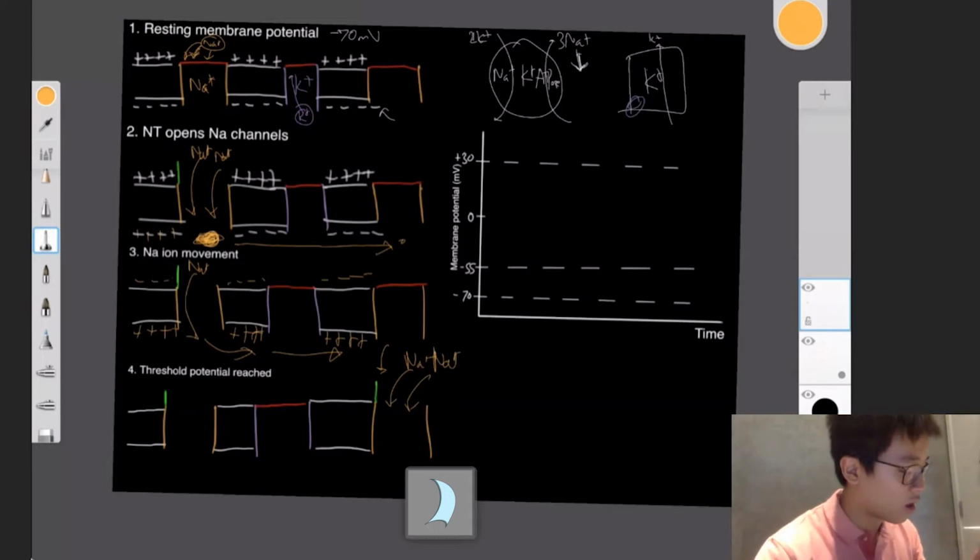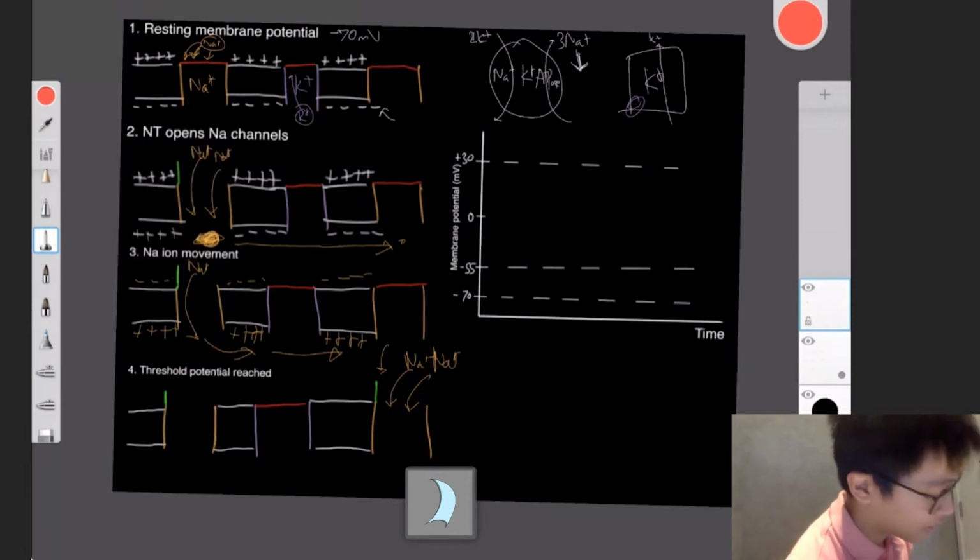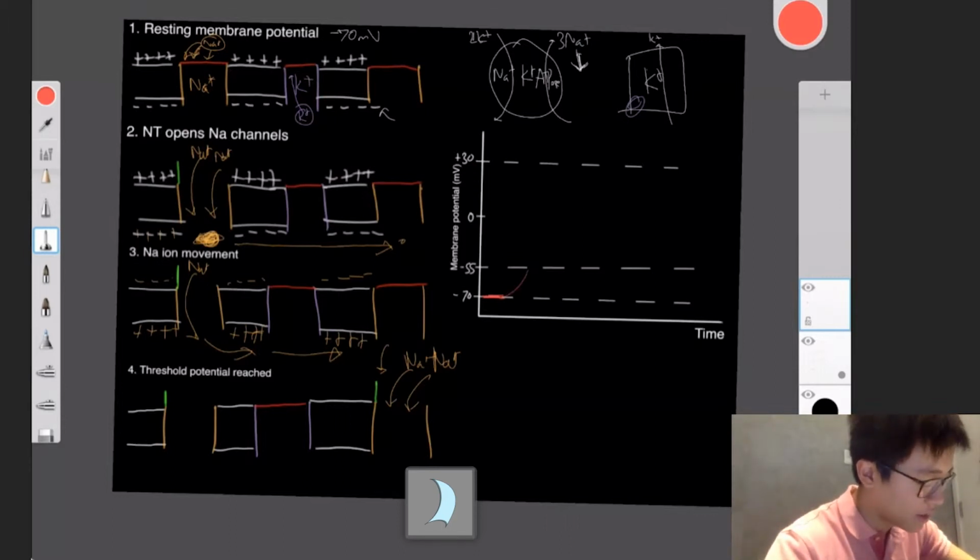potential along the axon. So if we look at this graph that graphs out membrane potential to time, at the first stage, when it's at rest, it's at negative 70 millivolts. And when these chemically gated sodium channels open because of the neurotransmitters, they'll slowly start to depolarize the axon. The axon will become less negative or more positive because these sodium channels are open and sodium is moving in.